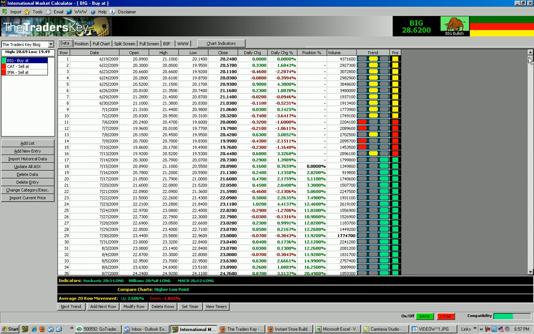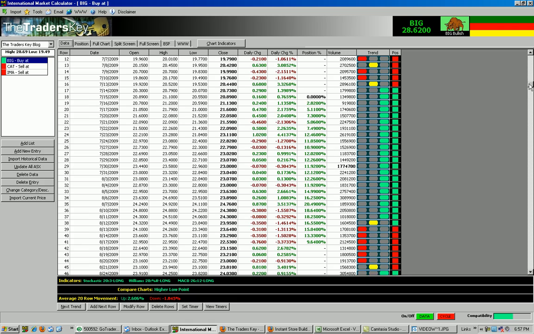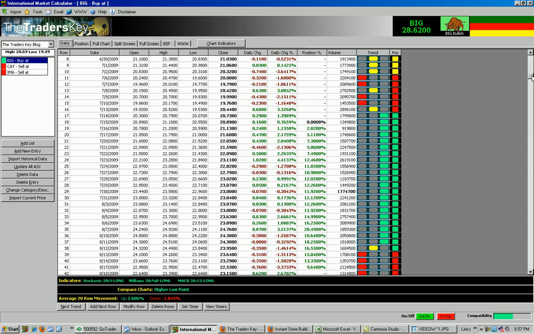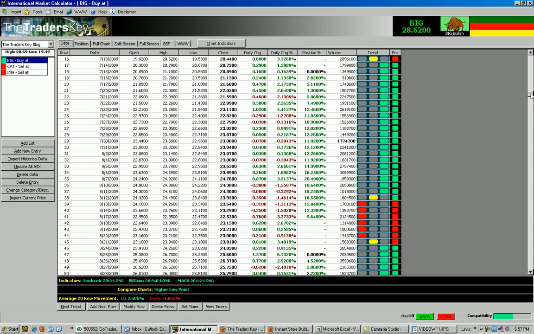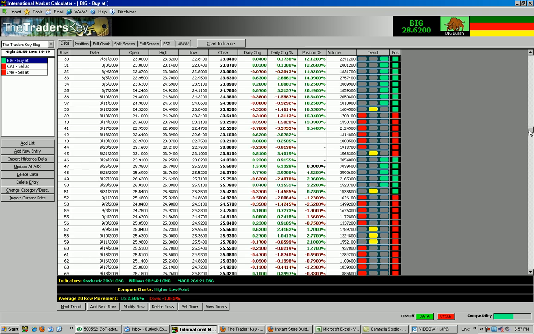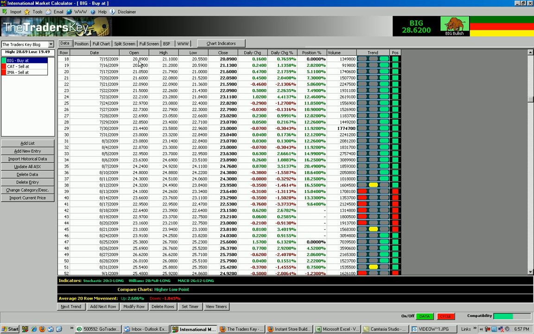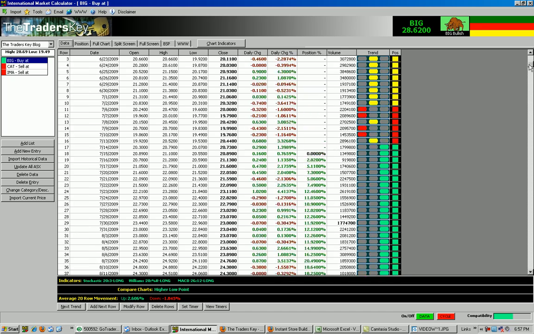When the Traders Key was first brought out, you could probably use this as a standalone without even looking at the chart, but there have been so many new features added that you probably wouldn't use this. But sometimes it gives you some information on the open, the high, the low, the close, the daily change percentage, position, and volume. So it's a fair bit of information there, if that's the sort of info you could use. It's not something I use, but it's there. It's just another way of looking at it.